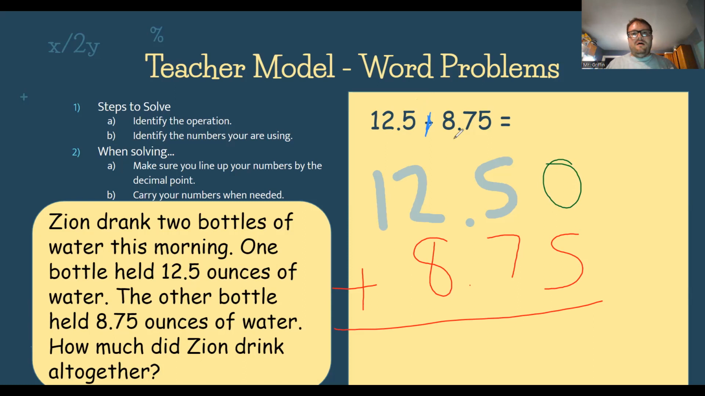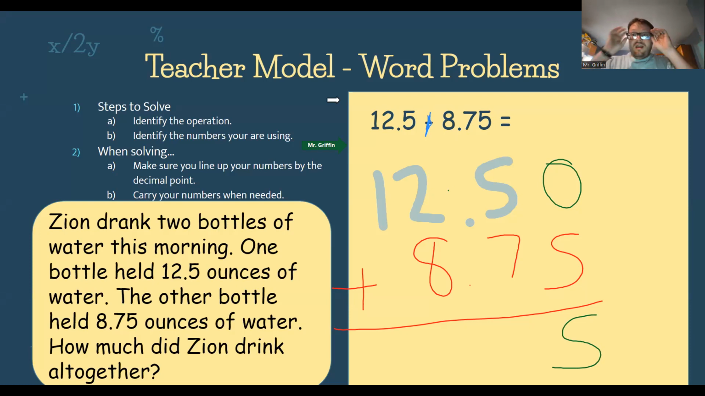So now I'm just going to add like I've been adding forever. The first part I'm going to do is I'm actually going to start with my hundredths place. You see I got the little Mr. Griffin arrow there. Go to my hundredths place. So 0 plus 5 is 5. Now I'm going to go over to my tenths place, and I have 5 plus 7. 5 plus 7 is 12.